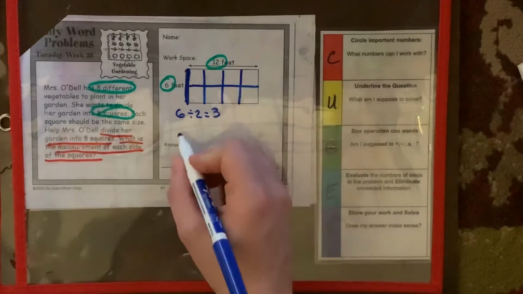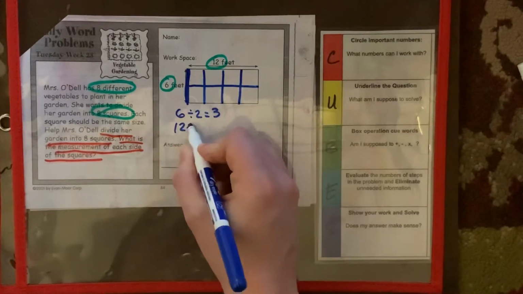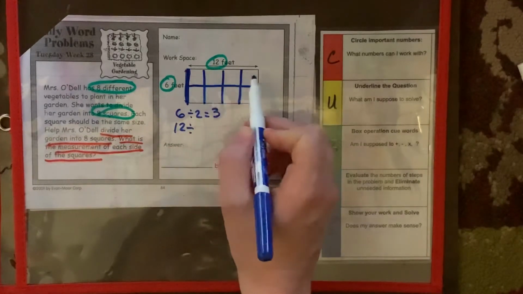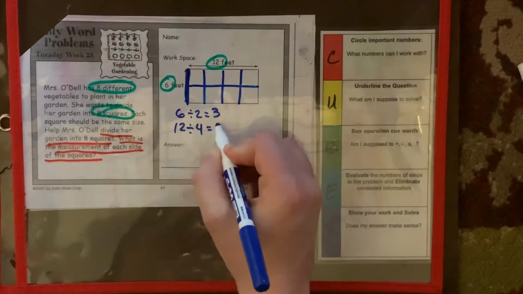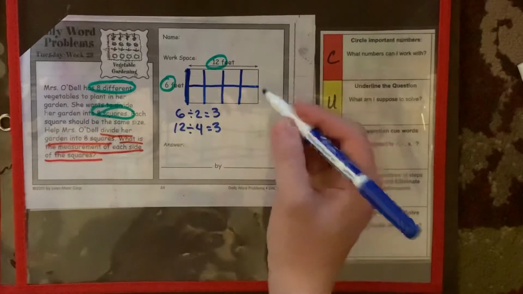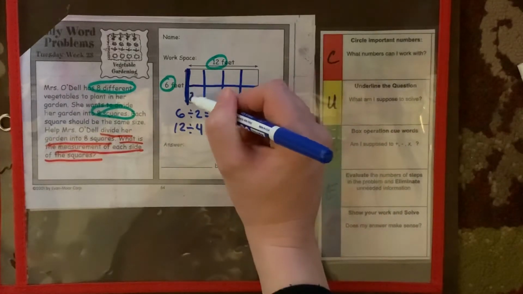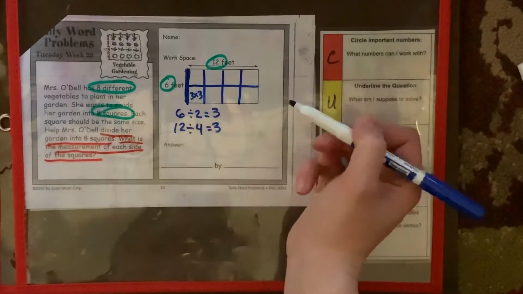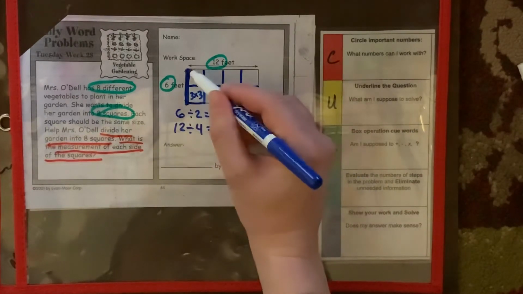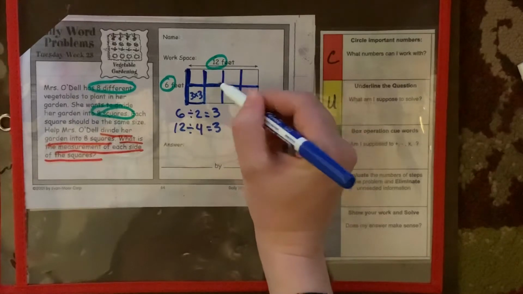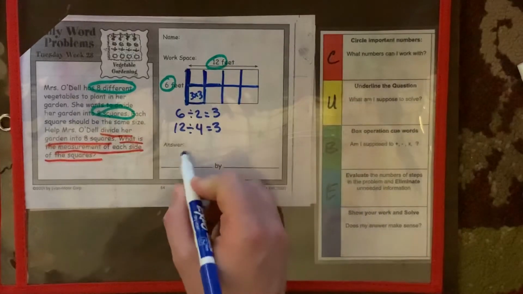And then at the top, 12, I just divided the 12 by, how many squares do you see on the top? 1, 2, 3, 4. That also gives me 3, which means that each square is 3 by 3. 3 on the width, 3 on the length, 3 by 3.